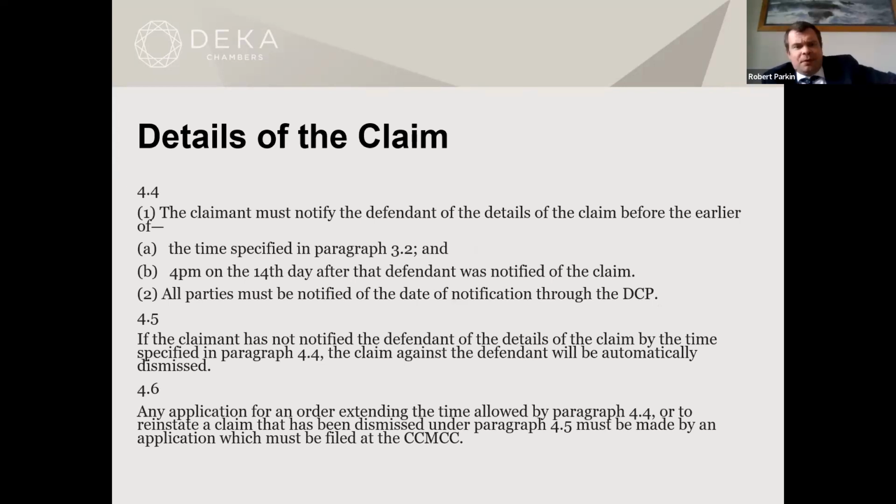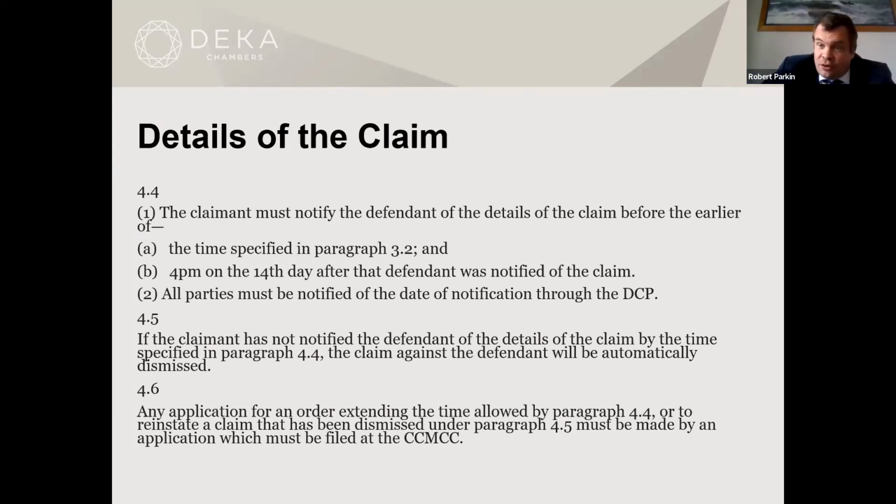This bit might. The claimant must notify the defendants of the details of the claim before the earlier of the time specified in paragraph 3.2. So if you're pushing up against the end of your 4 months, you have to get the particulars of claim in but before the end of those 4 months. Or 4 p.m. on the 14th day, not midnight, 4 p.m. on the 14th day after the defendant was notified of the claim. All parties must be notified of the date of notification through DCP.